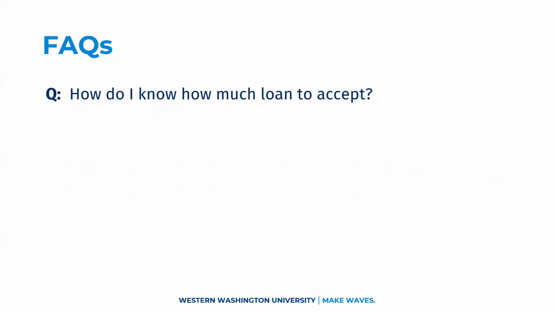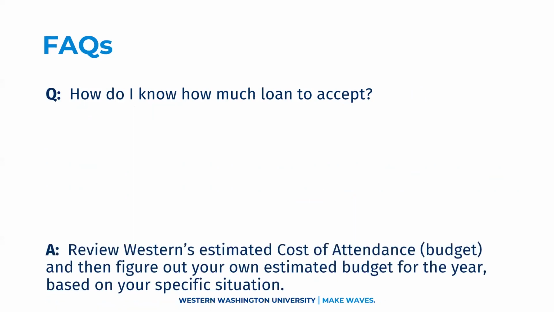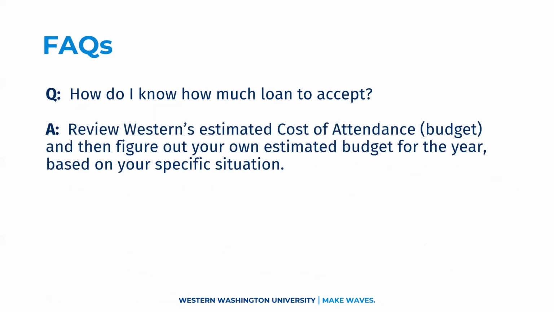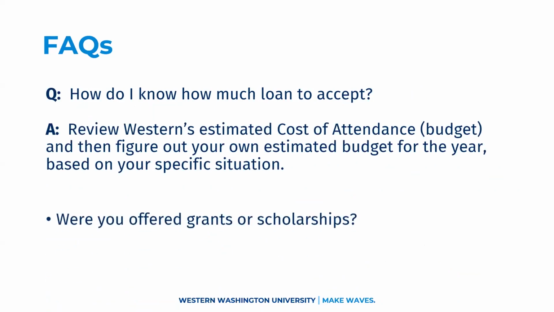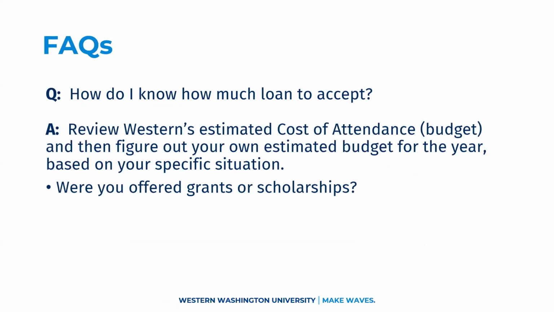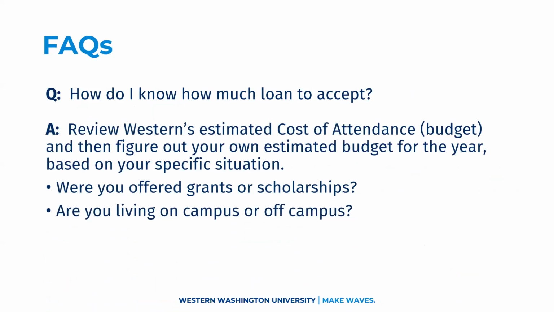Awesome. That's just what I was going to say, Keely. So how do you know how much loan to accept? You're offered a big chunk of loan. You might need some of it. You might not. So we recommend checking out Western's estimated cost of attendance that we showed you earlier, and then sit down and kind of figure out what your own estimated budget for the year might be based on a few different things. So were you offered grants or scholarships? What type of free money were you offered?